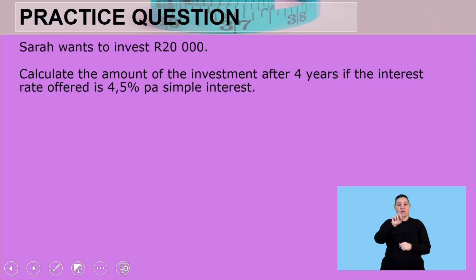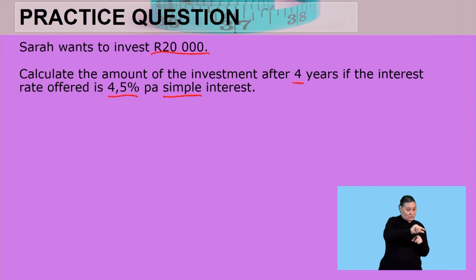So for our practice questions, Sarah wants to invest 20,000 Rand. Calculate the amount of the investment after 4 years if the interest rate offered is 4.5% per annum simple interest. Again, we take note of the word simple because there's two types of interest here, simple interest or compound interest, and they have slight differences in calculation. So for simple interest, we calculate interest once and add that amount on every year. Let's get stuck into it.